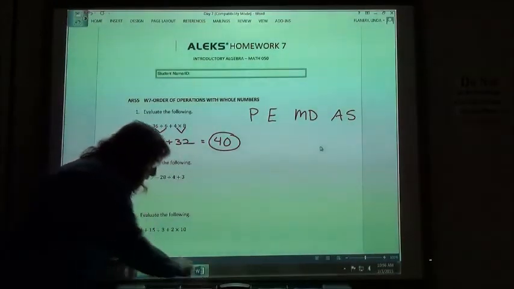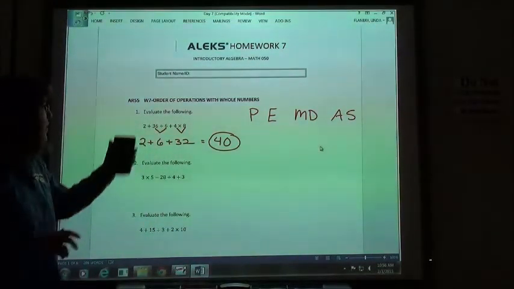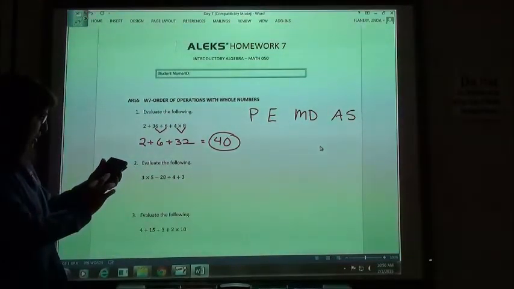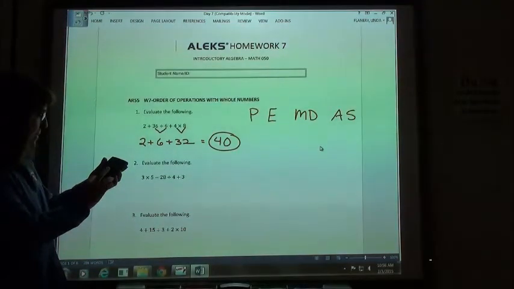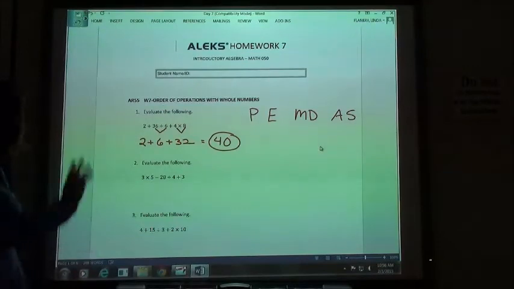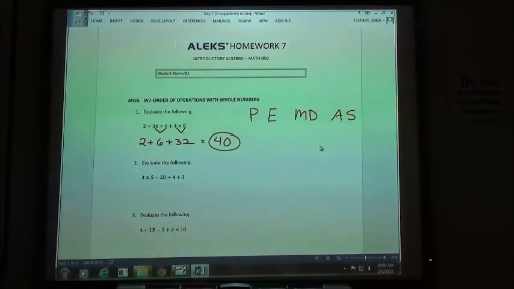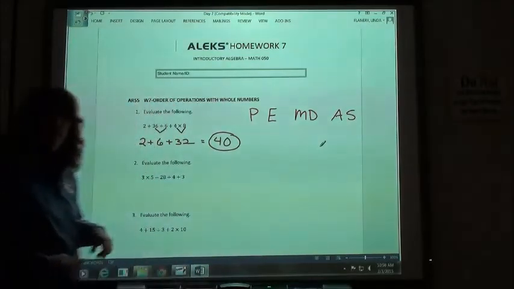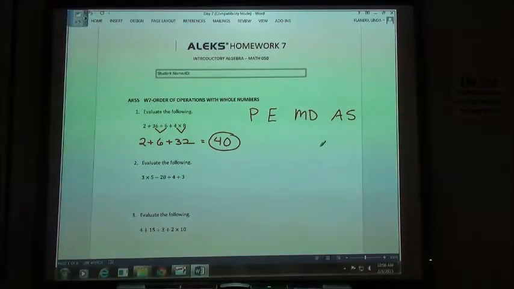Now your calculator does know the order of operations, so if you punch it in just like it is, 2 plus 36 divided by 6 plus 4 times 8 equals, you should get 40 on your calculator. Of course, I want you just to check your answers with your calculator. You should try to do it on your paper first to see if you can get the same answer.